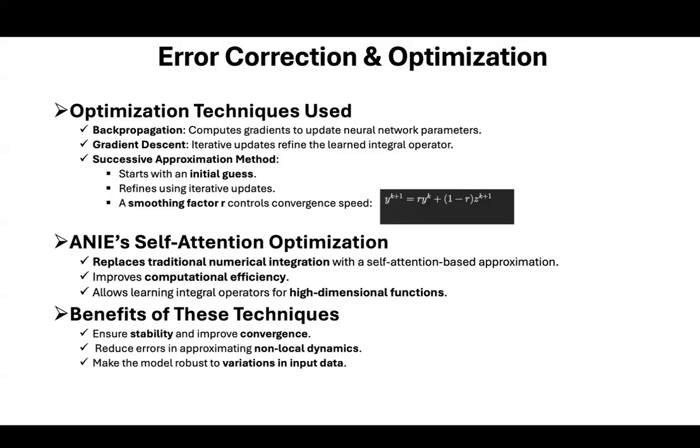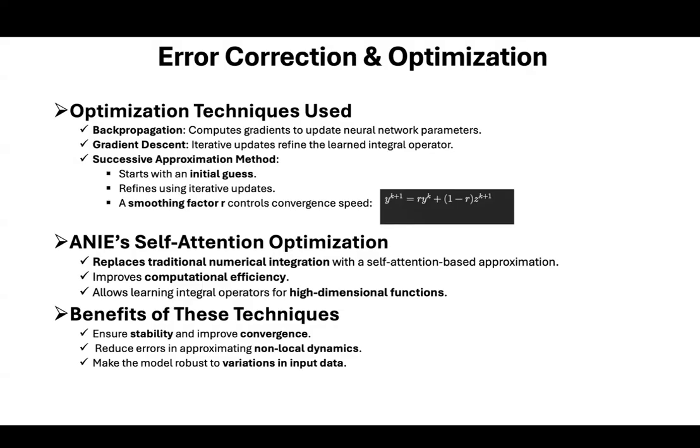Error correction and optimization. Here we are looking at the techniques. The paper was showing us backpropagation gradients to update neural network parameters, then gradient descent. Iterative updates refine the learning. This I've already talked about.